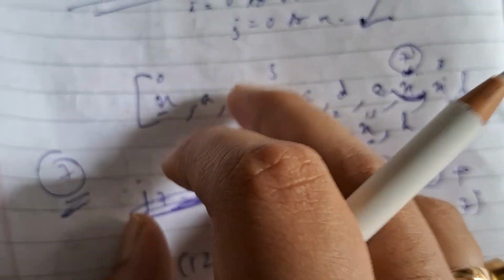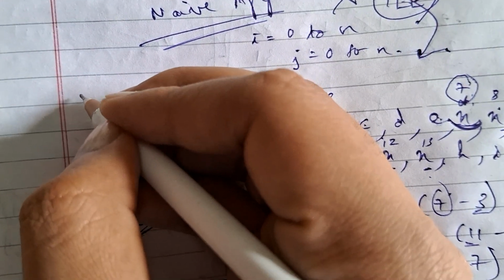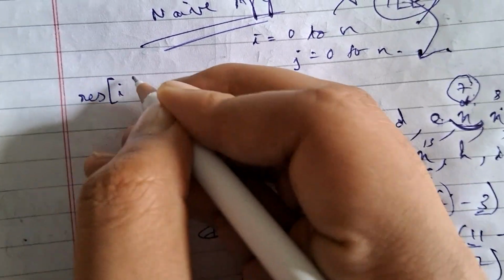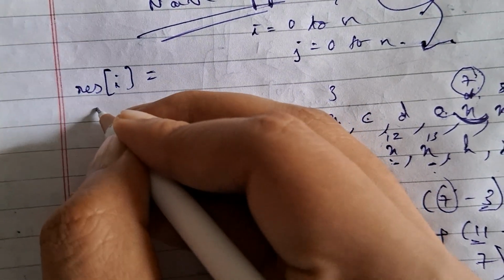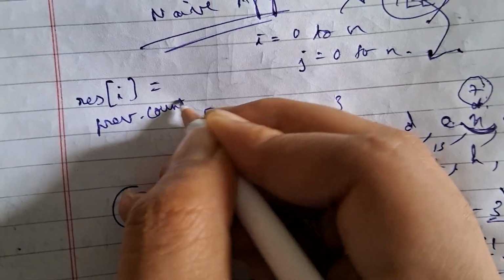So the basic thing behind this is a formula that, let's say, the resultant array of i is equal to previous sum.